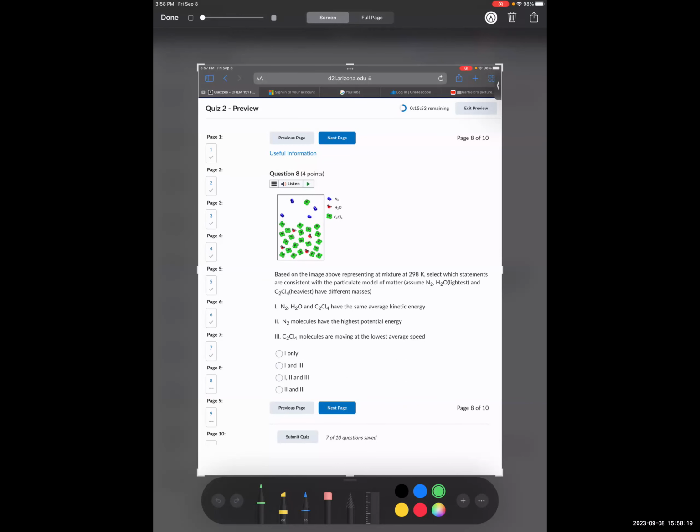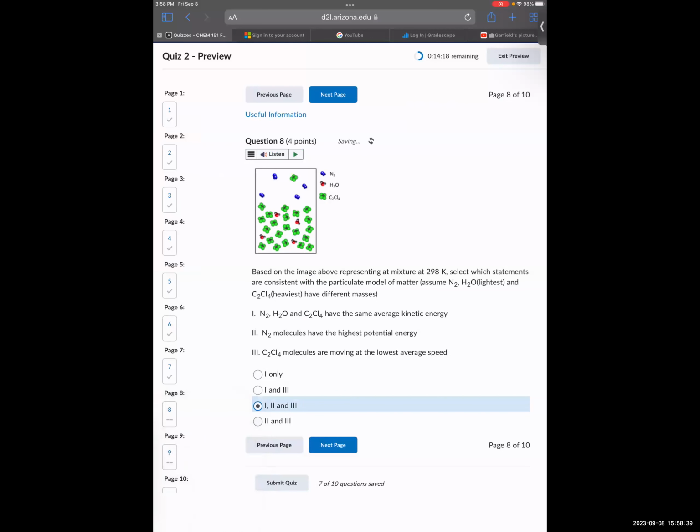C2Cl4 molecules are moving at the lowest average speed. C2Cl4 is the heaviest, you are told that. So if they all have the same average kinetic energy, the heavier particles must be moving the slowest. That is correct too. All of 1, 2, and 3 are correct. And make sure that they're asking us to select the correct answers. Are consistent. Okay, that's good.